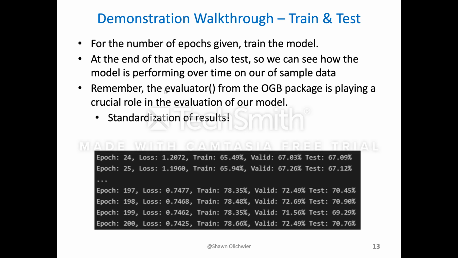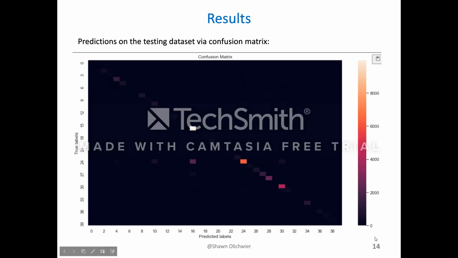The very fun thing about the OGB package is it comes with an evaluator. I talked about this earlier, but if we want to compare my results versus someone else's results versus everybody else's, the very standardized way of doing that is to have a standard evaluator from the OGB package, right? So we see at the very end of our training, all 200 epochs, we get just under 71% accuracy. And we see something of a confusion matrix here.